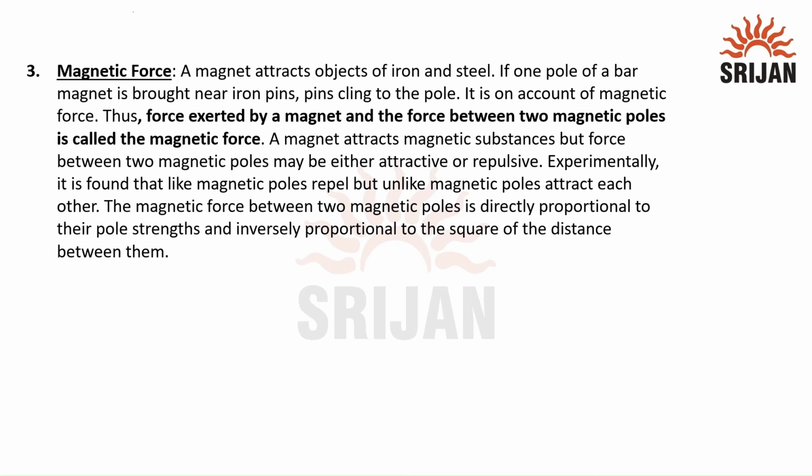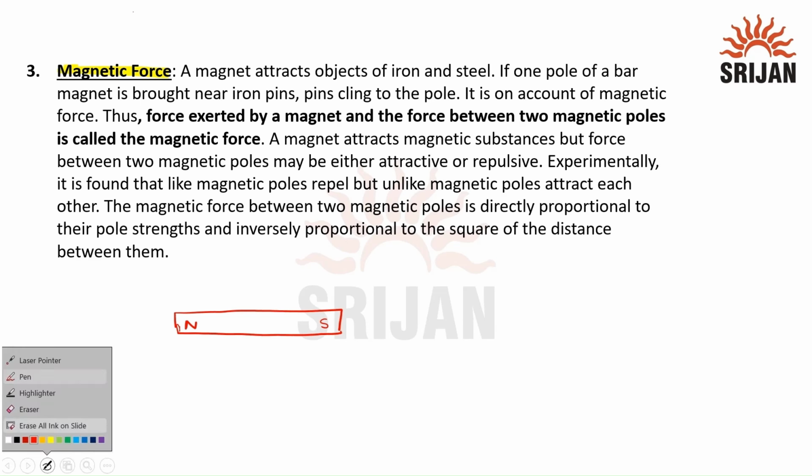The third and the last type of non-contact force which we are going to study is magnetic force. So you must have seen a plate with magnets. For your reference, let me draw a bar magnet. So this is what a bar magnet looks like. One end is the north pole and the other end is the south pole. So a magnet is a substance which attracts pieces of iron, steel or other substances.